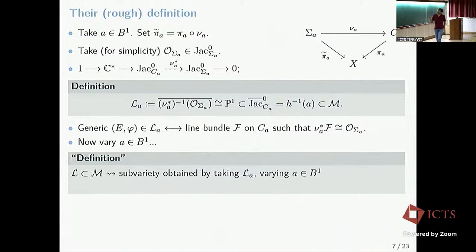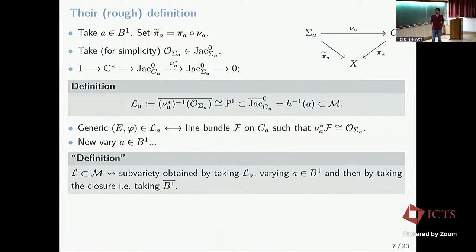Okay, now what I have to do is to vary A, right? And here is a rough definition. What I do is that I have this over each fiber, and we take the subvariety obtained by taking these L_A's and varying along B1, okay? And then by taking the closure. So here I'm being quite sloppy.